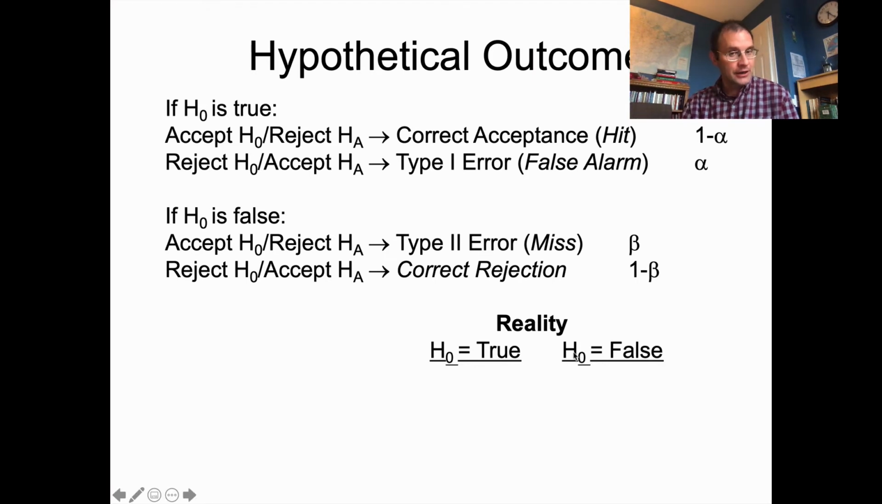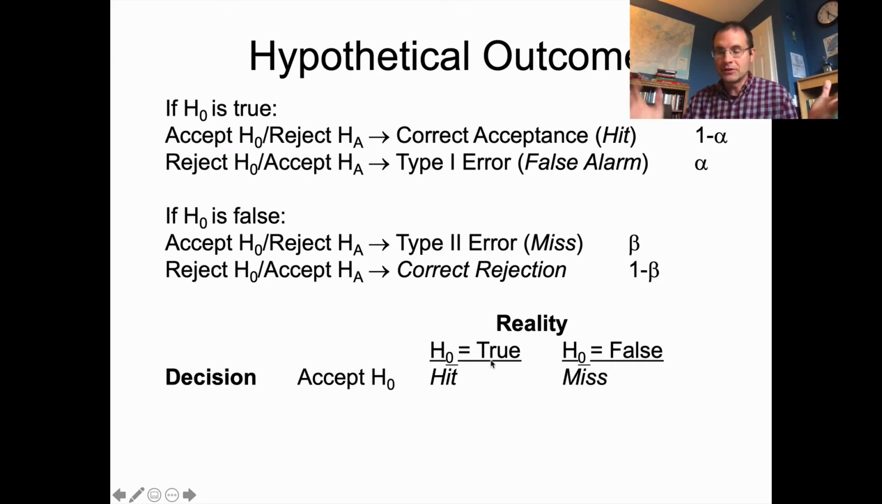We've got a reality here. Here's our objective reality. Either the null hypothesis is true, nothing's going on, or the null hypothesis is false, something's going on. If you look at the decision dimension of this process, if we accept the null hypothesis and it's true, that's called a hit. If we accept the null hypothesis and it's false, that's a miss. So again, something's going on, and we miss it because we think nothing's going on.